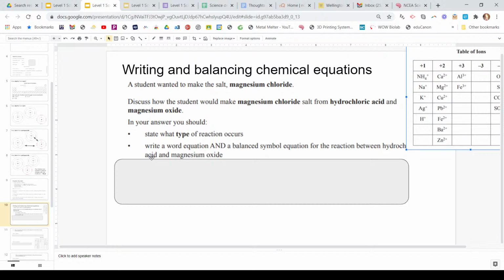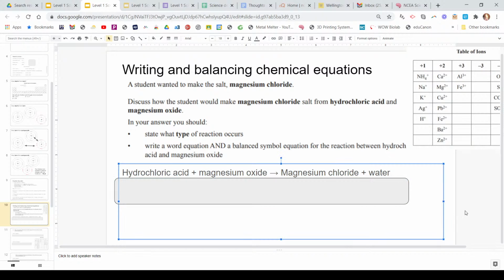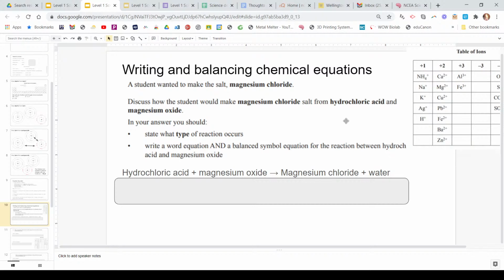Depending on how well you answer the second bullet point will determine whether you get achieved credit, merit credit, or excellence credit. So we start off by writing a word equation, and so we would take hydrochloric acid and magnesium oxide, the reactants, because the student's making magnesium chloride, that's the product, so it's going to be on the right hand side of the equation. So here we've got hydrochloric acid plus magnesium oxide, and that produces magnesium chloride.